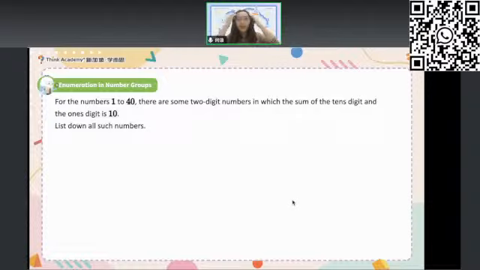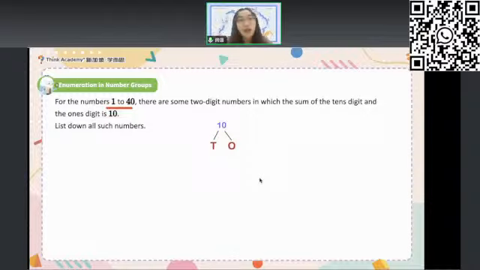So for the last part here, for the numbers 1 to 40, there are some 2-digit numbers in which the sum of the tens digit and the ones digit is 10. List down all such numbers. So here you see that what is the special requirement? That is the range, right? For the numbers 1 to 40. So here, again, write down tens and ones first. So what is the clue? Sum is 10. So here, the 2 digits add up to 10.